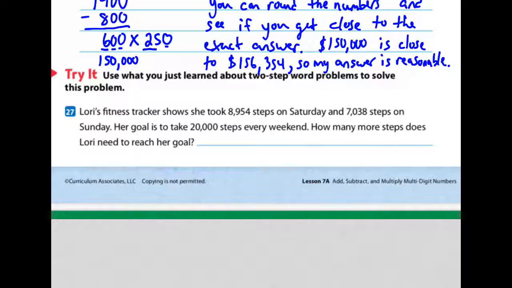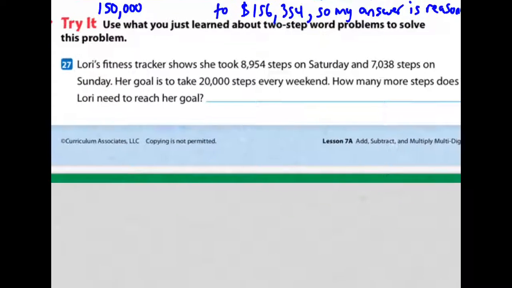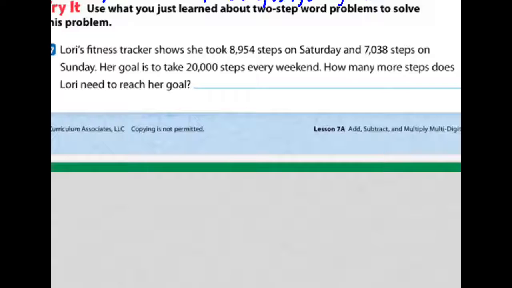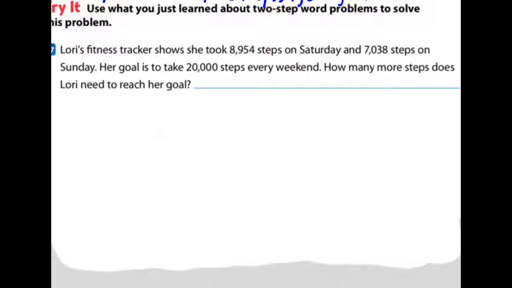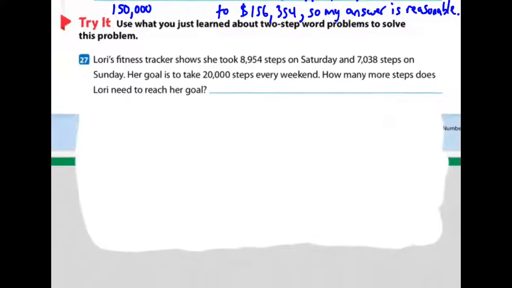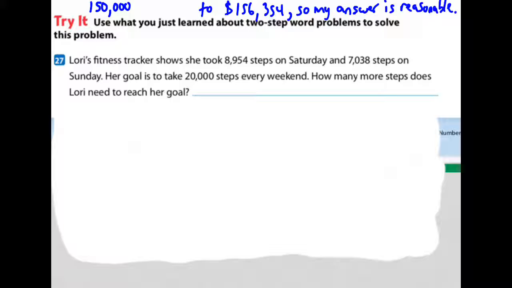So here is your job. Give 27 your best shot. When you're done, restart it to see if you are correct. Go. All right, so I'm going to solve this one now. You should have 27 done. You gave it your best shot, I hope.